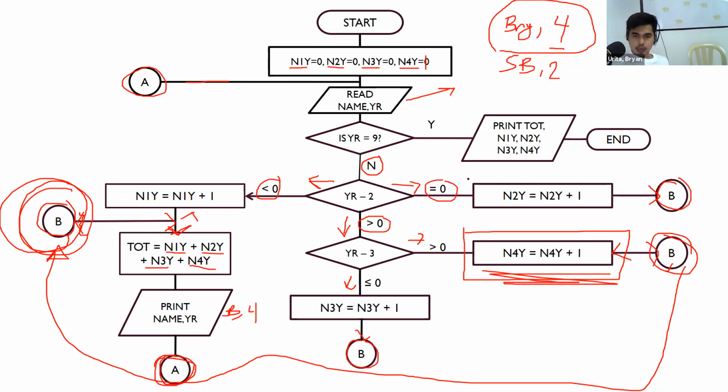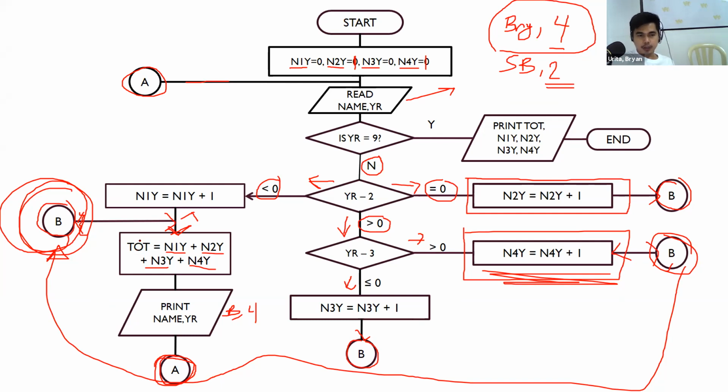Yes. Kaya ang gagawin mo naman dito sa counter ng second year, kaya N2Y is equal to N2Y plus 1. Magpa-plus 1 ka ngayon sa N2Y. Okay. Kasi 2 naman yung in-enter mo. So tama lang. Punta ka ulit sa B.